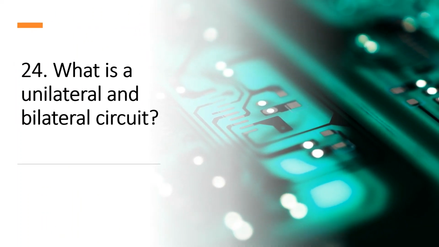What is a unilateral and bilateral circuit? A unilateral circuit is a kind of circuit whose properties alter with the direction of current flow or the applied voltage. The properties of a bilateral circuit do not change with a change in current direction or applied voltage.